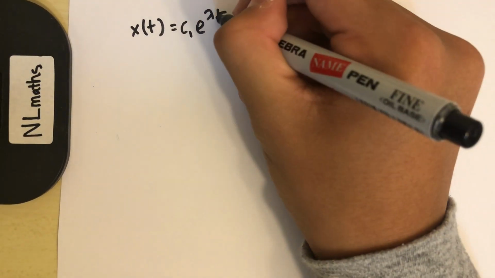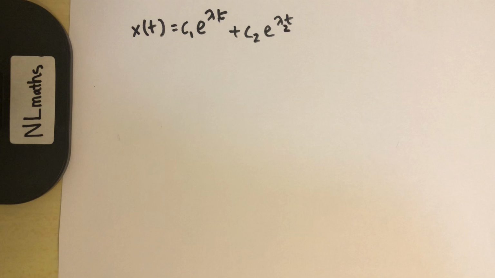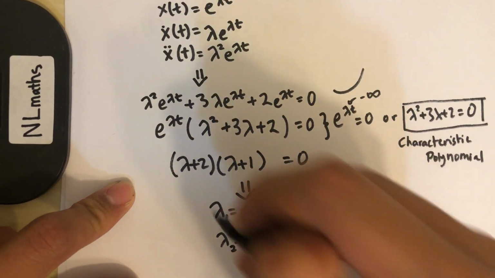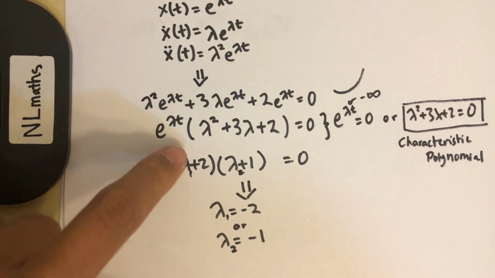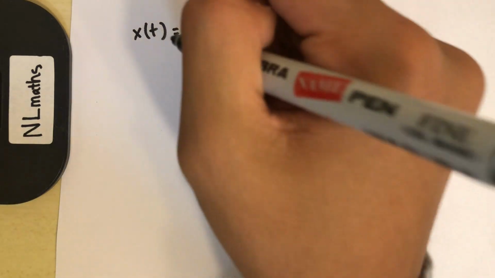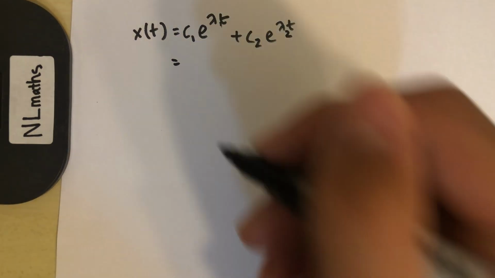Actually, I'm sorry. The lambda should be lambda 1 and lambda 2. So if we're referring back to this one, this would be lambda 1, lambda 2. So it's easier to refer to later. So then we need to find the constants, but let's just sub in lambda first. So lambda 1 was equal to negative 2.